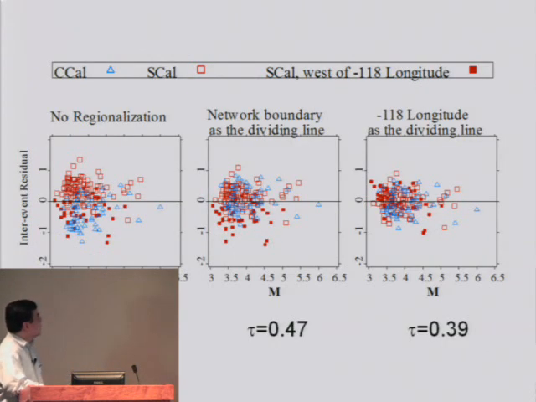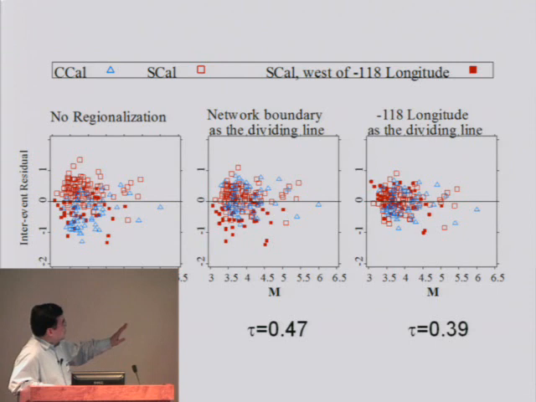Now, this figure shows the inter-event residual as a function of magnitude for three different analyses. The analysis on the left is a calculation relative to an attenuation model that does not have any regionalization, meaning it treats the state of California as one single region. By doing that, I come up with an inter-event sigma of 0.55.